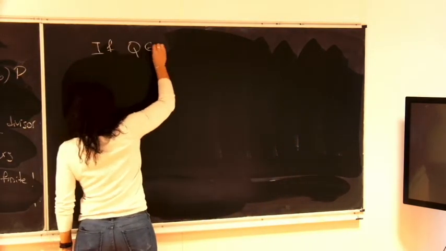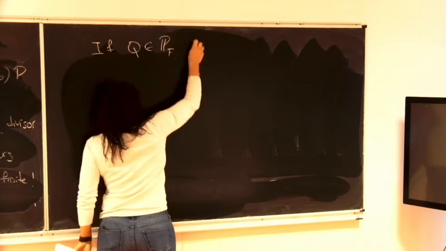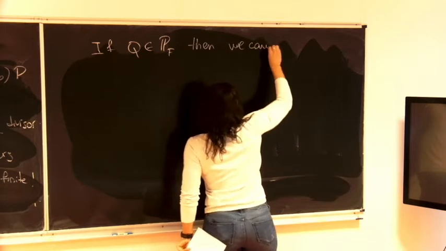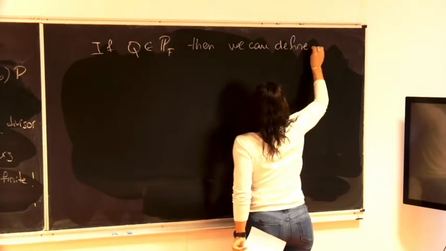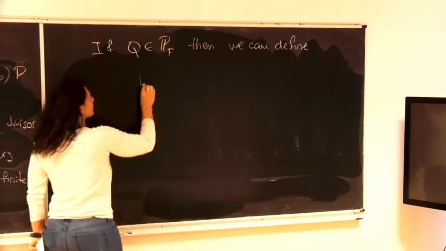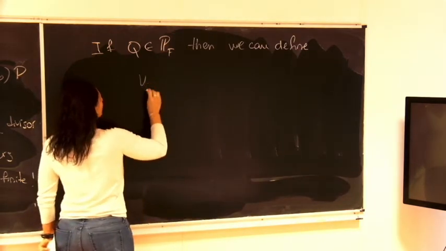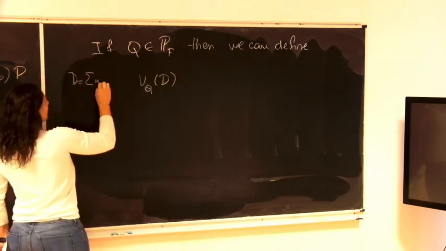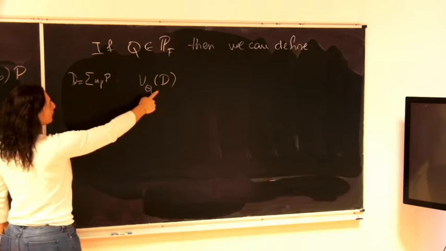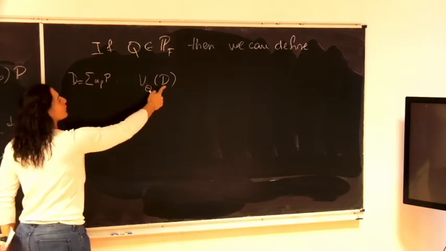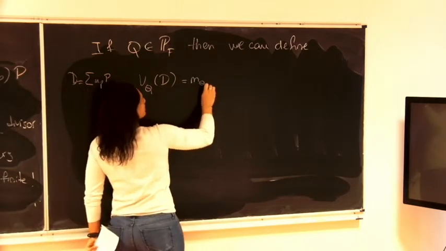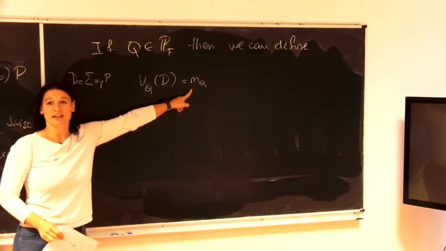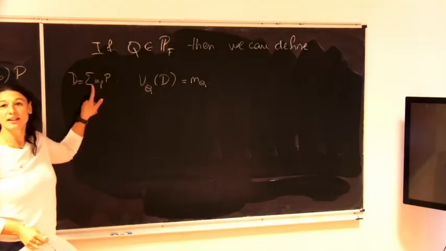If Q is one specific place of F, then we can define a valuation, ν_Q, of a divisor D = Σ n_P P. Then the valuation at the place Q of this divisor is just the coefficient that appears in this sum in D.